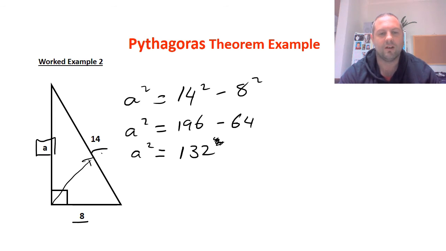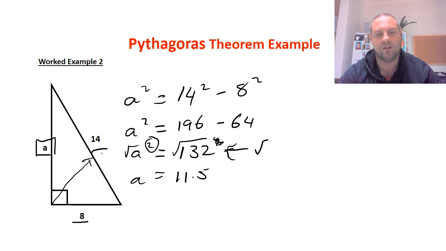So what we're going to do now is to find A. To get rid of this squared, we need to square root them. So we have A equals, and that ends up being 11.5. And there you have your answer. Now some books might leave the answer as the square root, so that might be the answer in some books, but you can break it down completely to that.